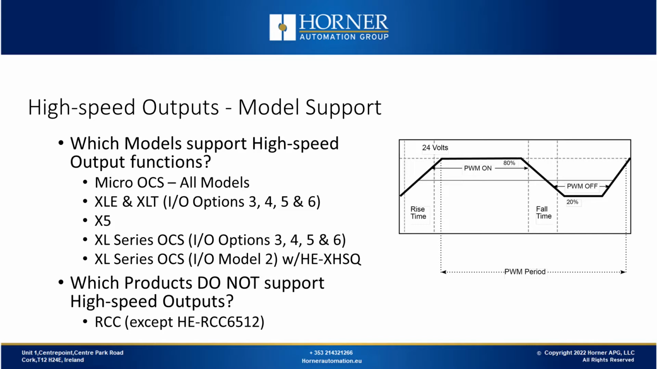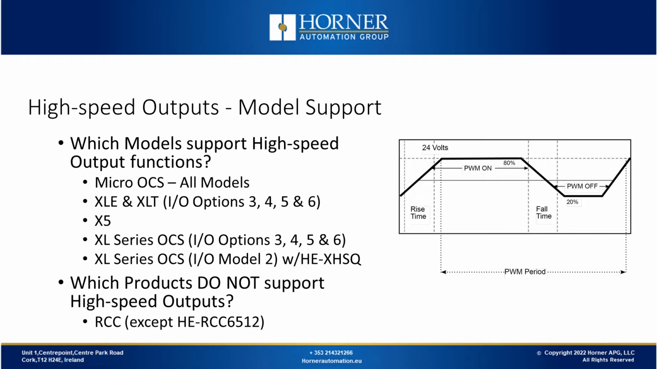Here is a list of the Horner OCS products that support high-speed outputs. Typically, there are about 2 high-speed outputs per OCS model. In the micro OCS, all models including the relay output model support high-speed outputs. The XLE and XLT support high-speed outputs for the models 3 through 6. The X5 also supports high-speed outputs. The XL series OCS supports high-speed outputs for models 3 through 6.